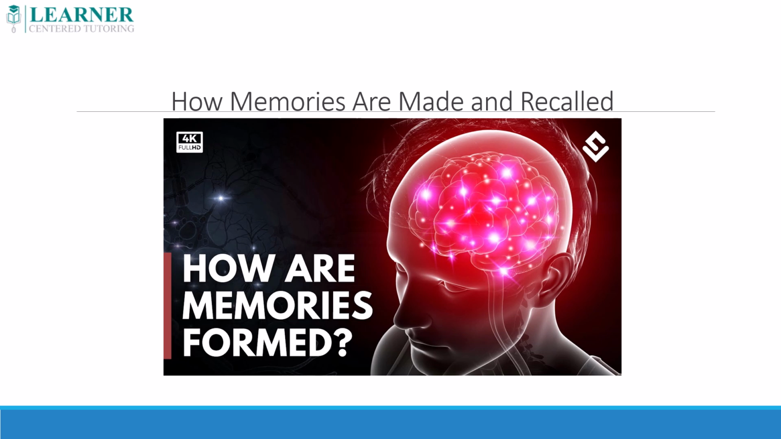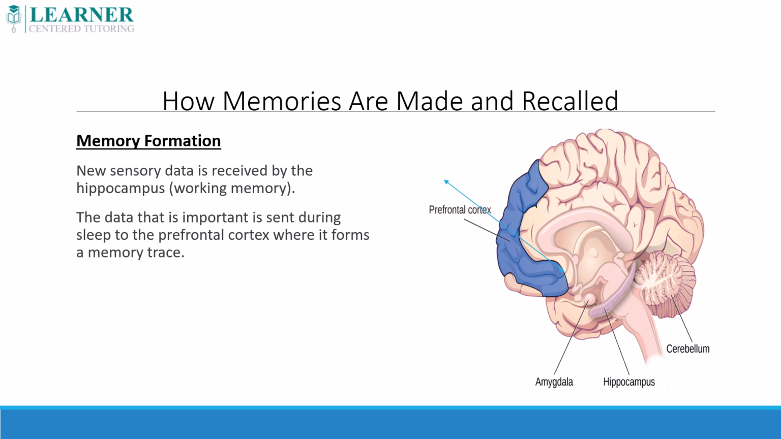In this video, we will be discussing how memories are formed and recalled. Memory formation begins when sensory information is received by the brain. A specific region of the brain called the hippocampus is where short-term or working memories are stored. Working memory is the second-to-second and minute-to-minute level of memory.